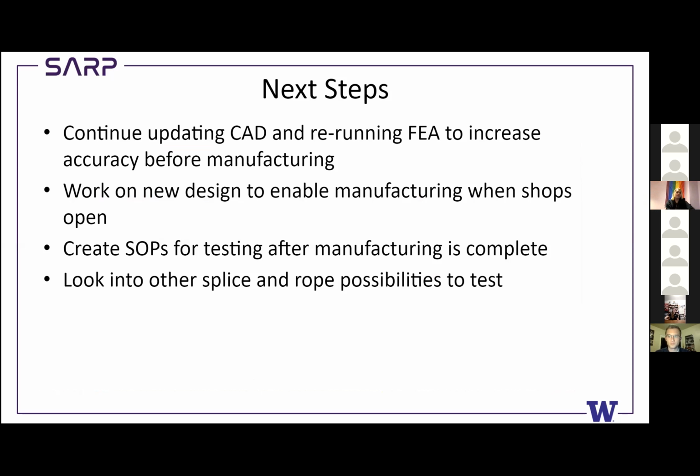Next steps are going to be continue updating the CAD and rerunning FEA, increase accuracy before manufacturing, and continue working on the new design, which enables manufacturing when the shop's open and all that. Also create standard operating procedures for testing after, so we can start testing immediately after manufacturing is complete, and look into other splice and rope possibilities to test.